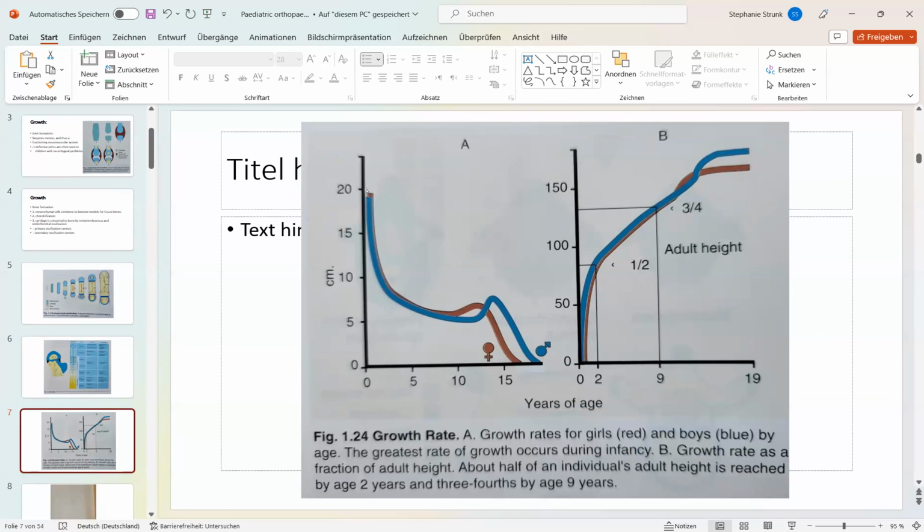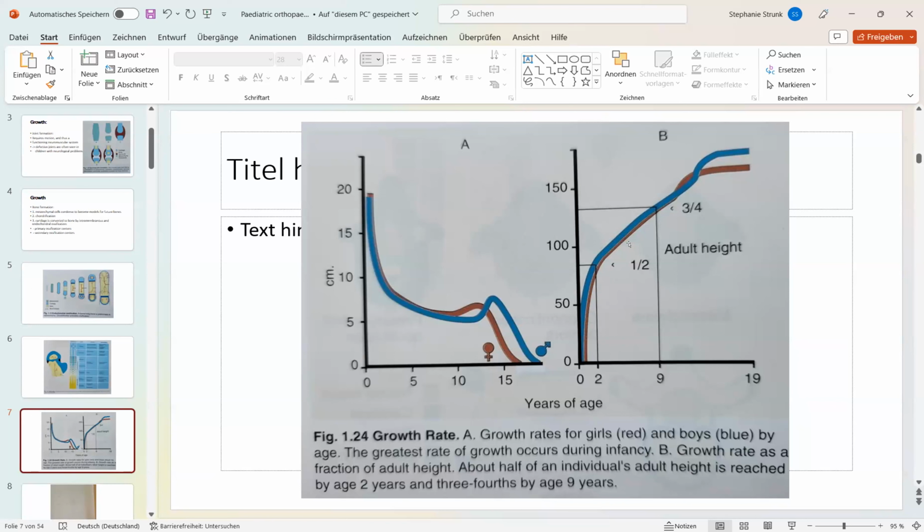Obviously the biggest growth occurs at the beginning. A child is usually born at 50 centimeters, and in the first year they grow about 20-25 centimeters. So at 1 year of age, they're already 75 centimeters. But the growth rate declines until they have the growth spurt at pre-puberty, earlier for girls, later for boys.